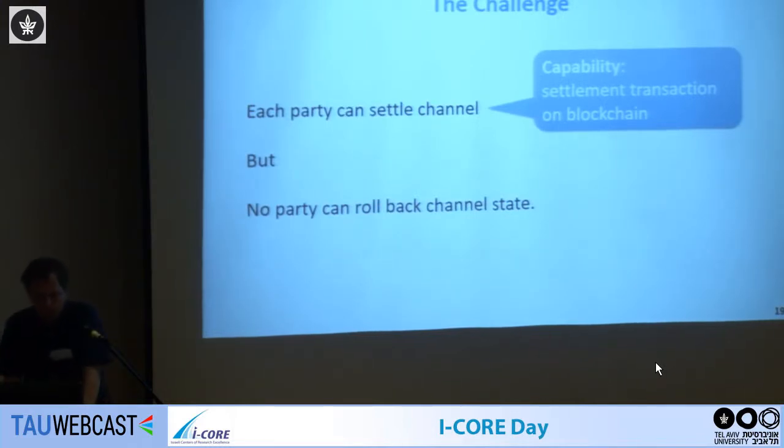So this is what we're trying to overcome here, the tension between these 2 goals. So each party should be able to settle the channel. That means that the party has the capability, in practical terms, to form a transaction to place on the blockchain to get the money now. But then 1 hour from now, after the state has changed, the party should not be able to use this transaction.